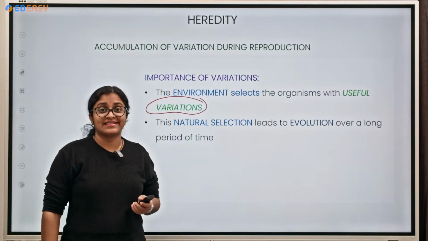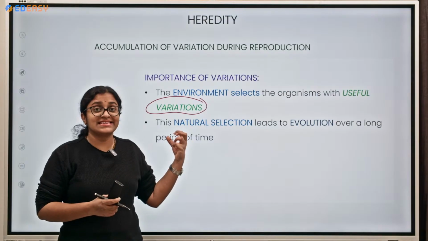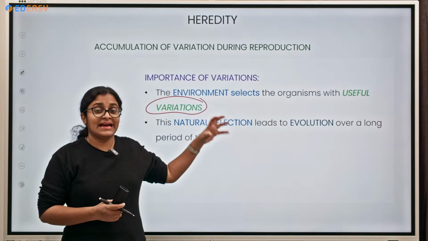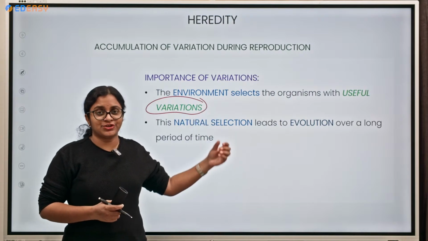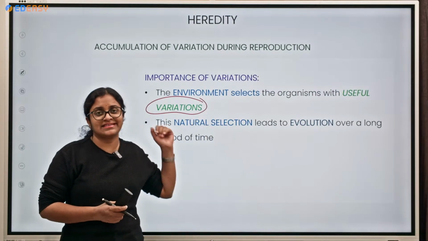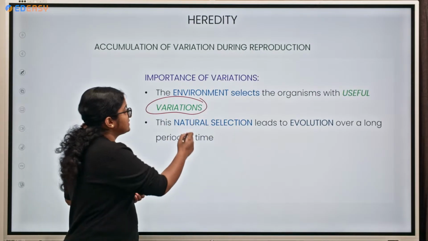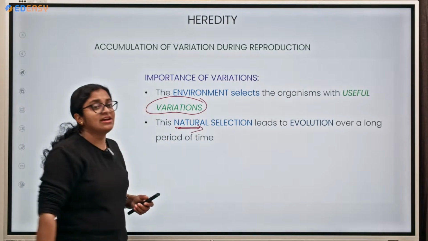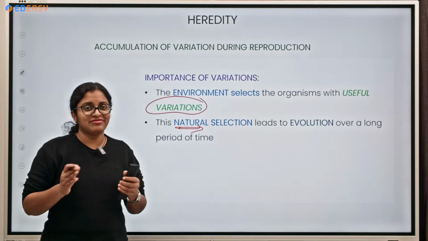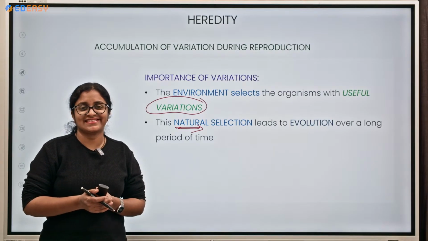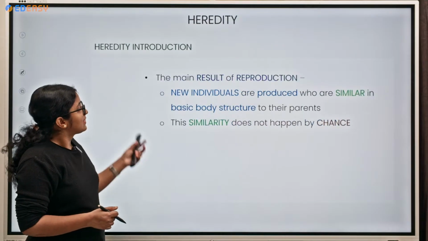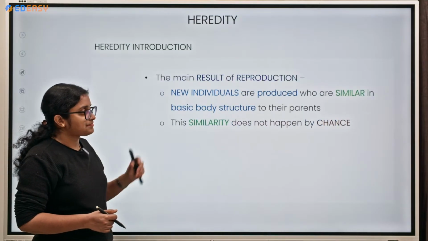We have seen how useful variations help living organisms adapt, and how the organisms showing the best characteristics move forward in evolution. So natural selection leads to evolution over a long period of time. Are you able to understand, everyone? Yes.